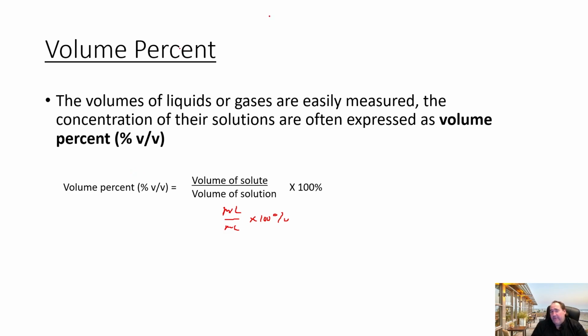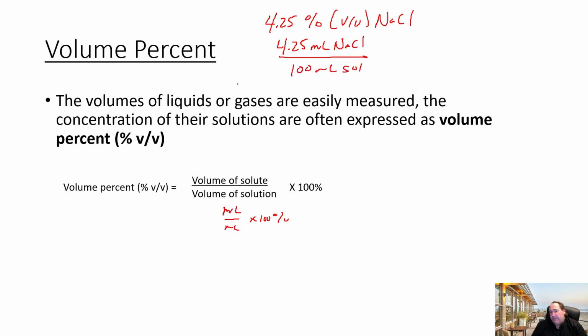So same thing, if you wanted to turn it into a usable conversion factor, if you had a 4.25% volume to volume sodium chloride solution, what that would mean is you would have 4.25 milliliters of sodium chloride in 100 milliliters of solution. Or again, you could flip it around and use it in the opposite direction as a conversion factor.